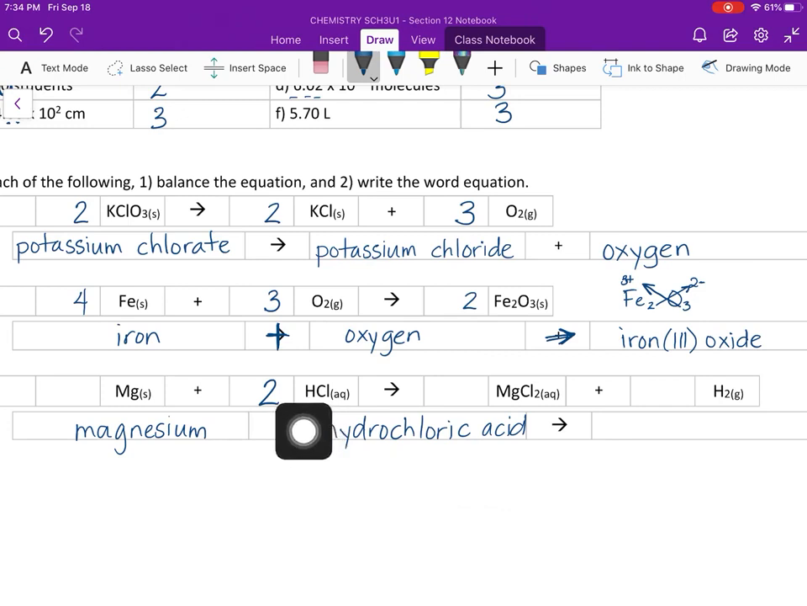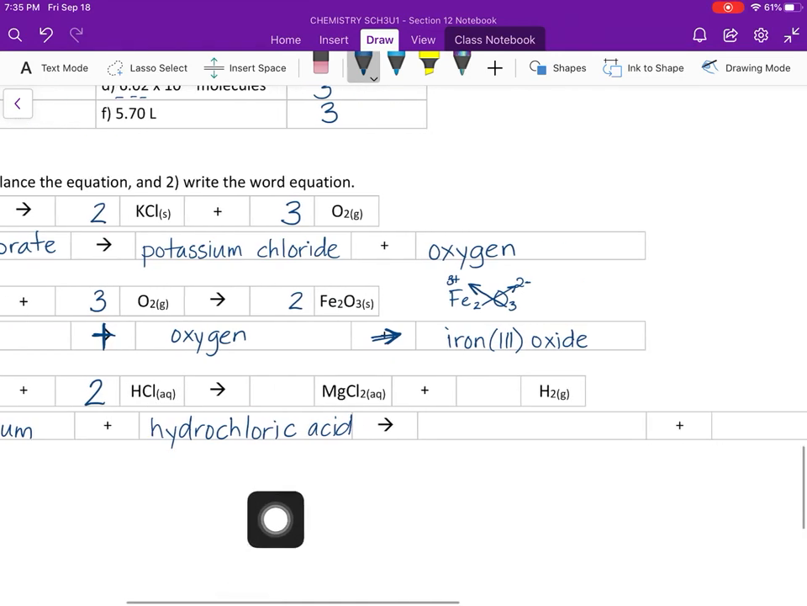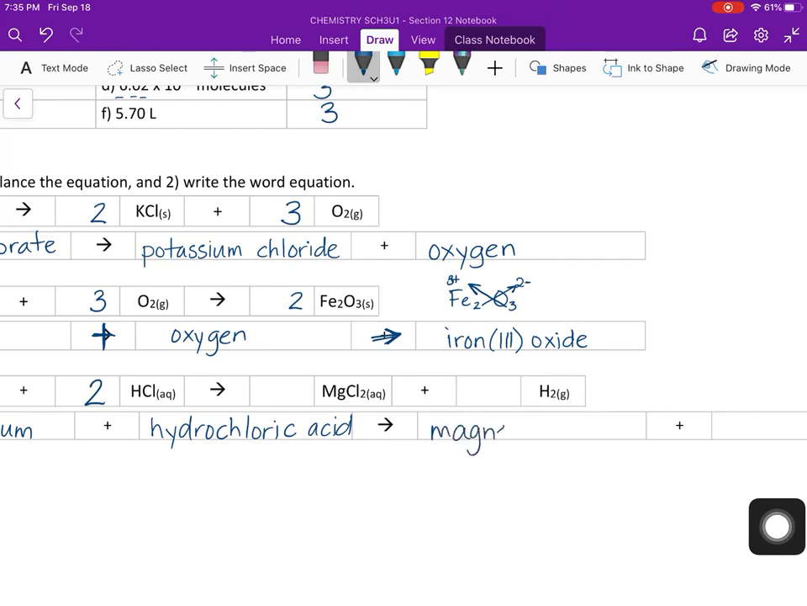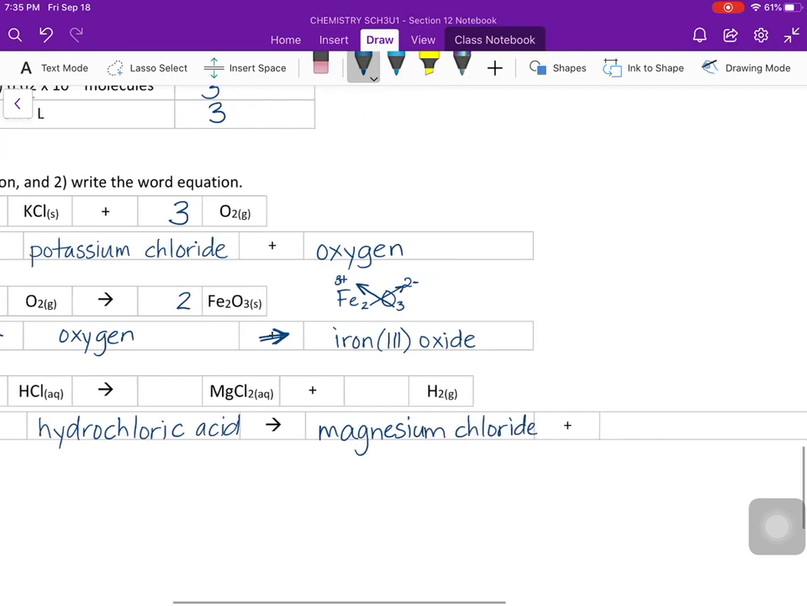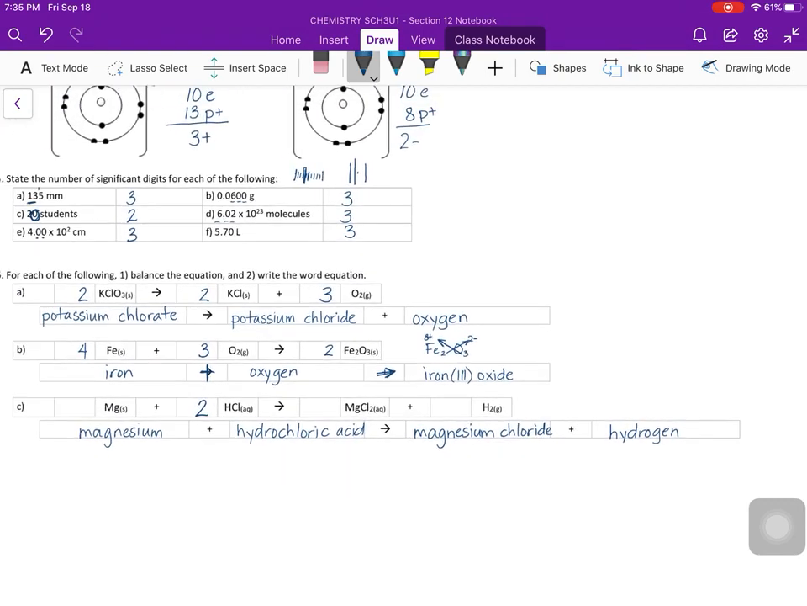So here, in the way of naming otherwise, you might have called it hydrogen chloride. Okay, then we have magnesium chloride and hydrogen gas. Although we're just going to call it hydrogen, so we don't add the gas in. If we have a written sentence, we would write hydrogen gas, but in our word equation, we don't include that. All right, and that's everything for the review.